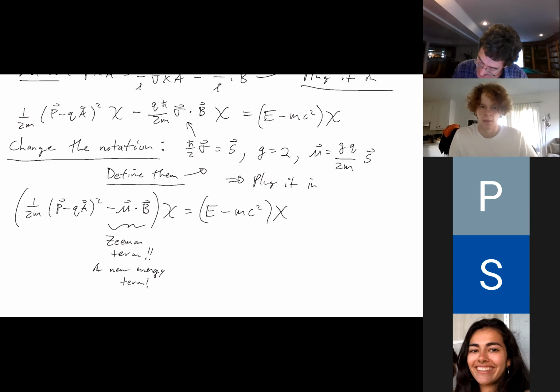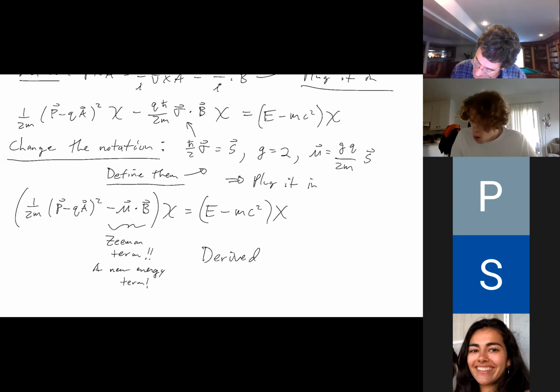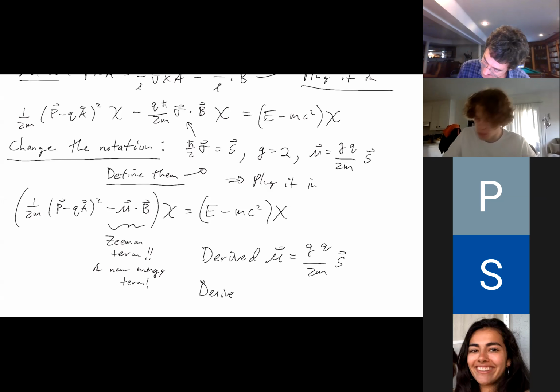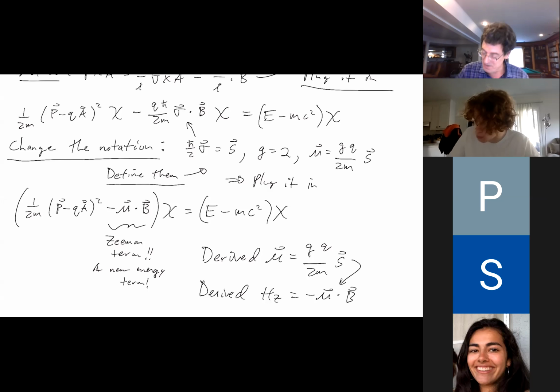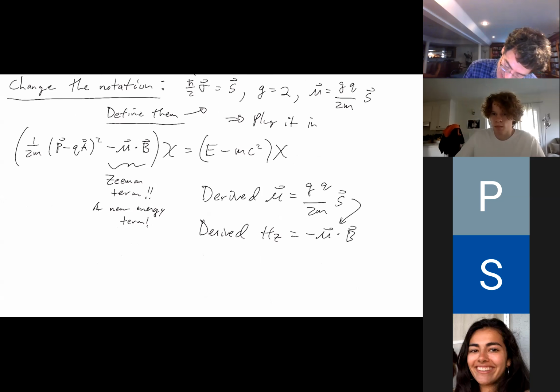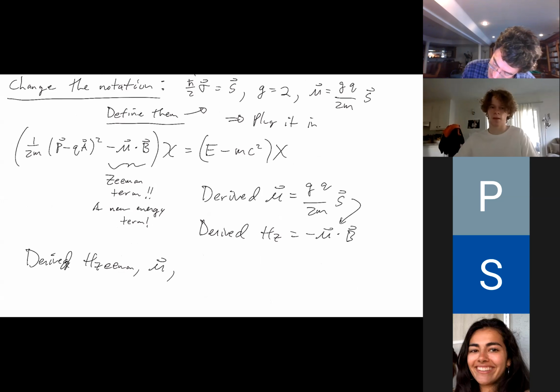We just derived the fact that we have a magnetic moment, which is equal to G Q over 2m S. And we also derived the Zeeman term is negative mu dot B, where mu is that. So we derived the Zeeman term, we derived mu, and we derived the G factor. It all just pops right out.